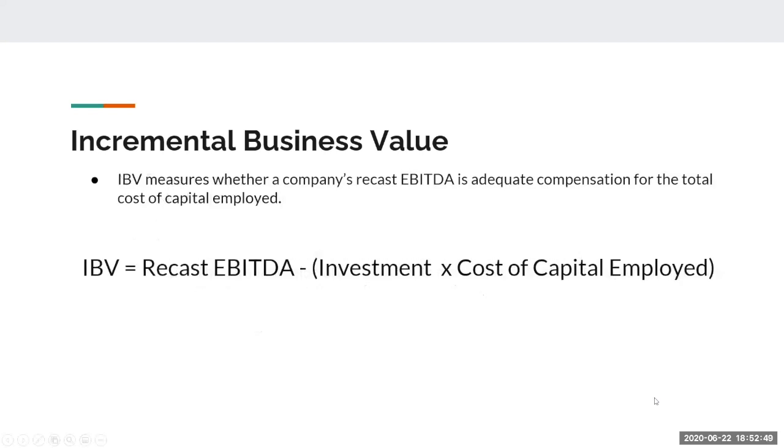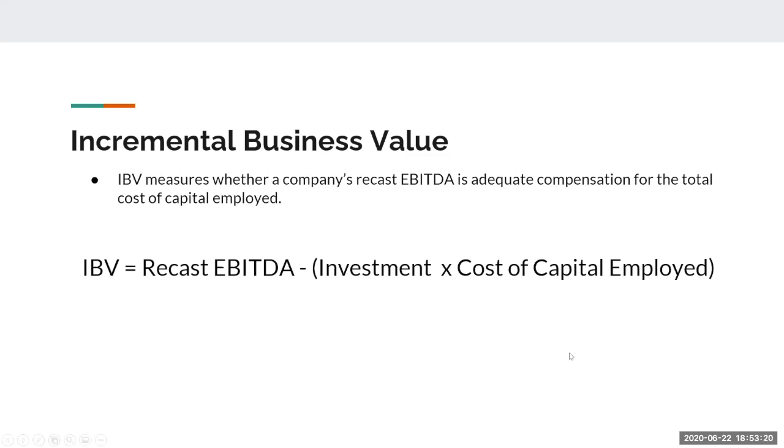Just wanted to go to the last slide that gives us the formula. IBV measures whether a company's recast EBITDA is adequate compensation for the total cost of capital employed. The formula for IBV is recast EBITDA minus the investment multiplied by the cost of capital employed. Recast EBITDA is used because it reflects the economic profits available to the shareholder, and also because it's more accessible to private companies and is consistent with the standards required for middle market businesses.